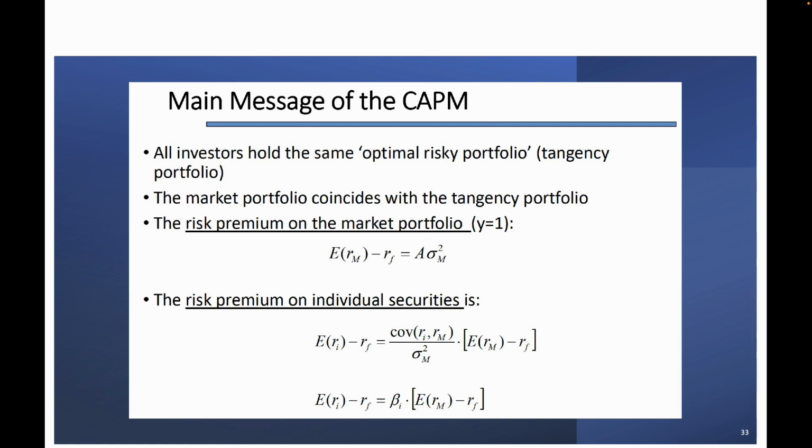Good. Now, since this is the case, and since now we assume all of you are the investors of the market, there's no one missing, it means that the tangency portfolio must be the market portfolio. That's also an equilibrium outcome. Because if you invest 100% into risky assets, you will hold the tangency portfolio. And since we are all the market together, the tangency portfolio must be the market portfolio.